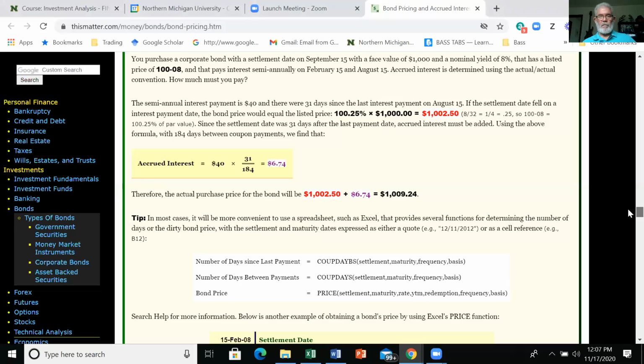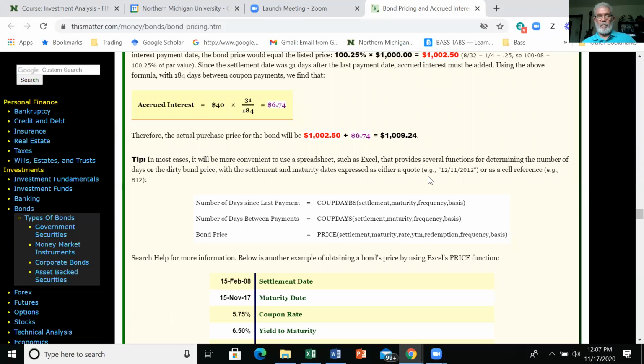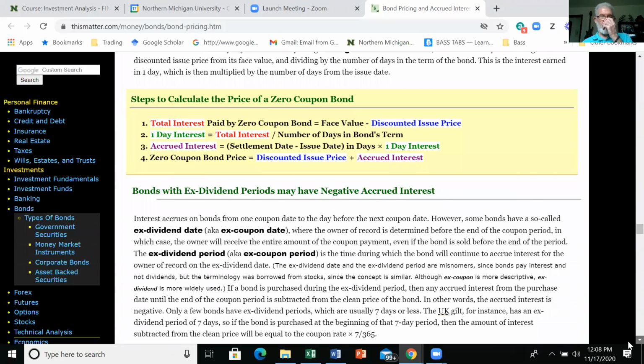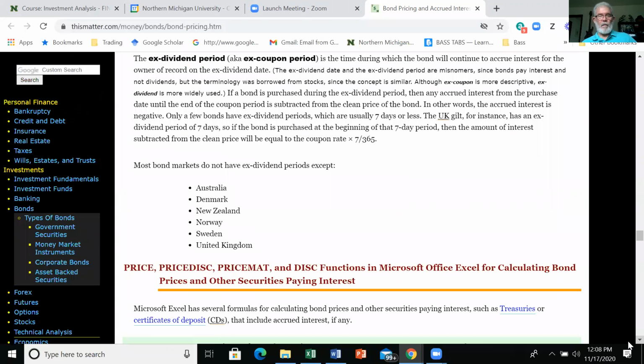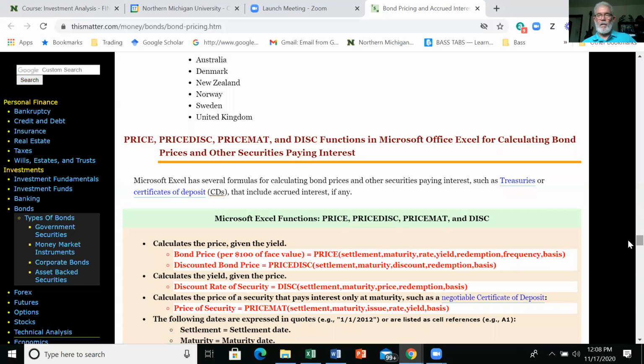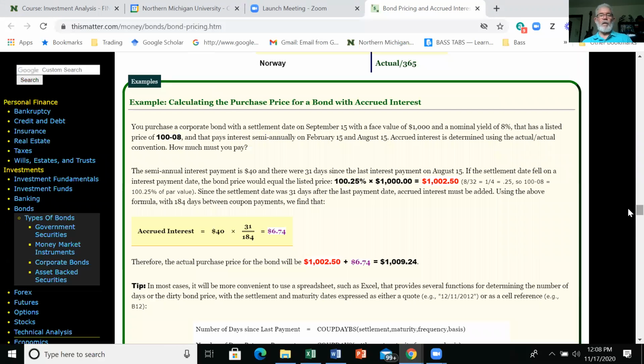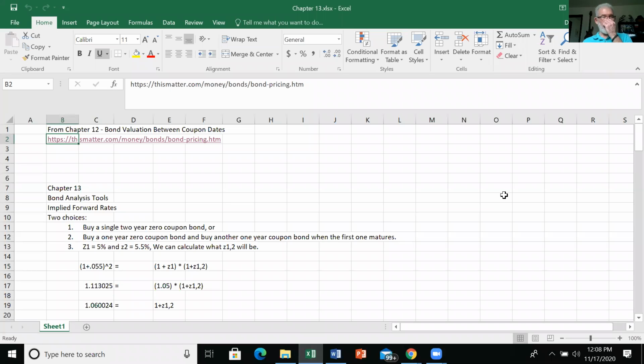This also has some Excel functions, which we have not looked at, which you are welcome to explore. Zero coupon bond we're familiar with. And some other stuff. But I thought this was particularly useful for problem 10 in chapter 12. So that being said, let's go back to this spreadsheet, which I uploaded today, chapter 13.